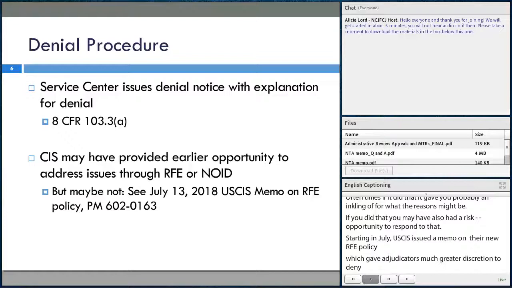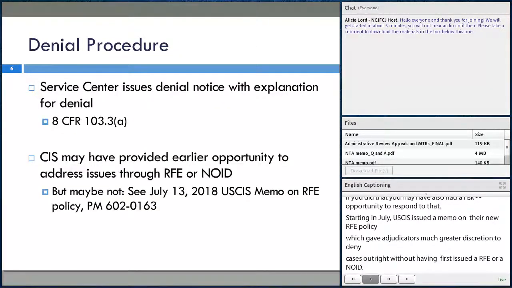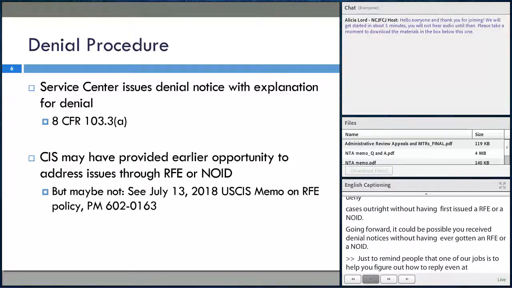And Amy, just to remind people that one of our jobs is to help you figure out how to reply even at the RFE and NOID stage. And I believe our previous webinar for grantees was on that. So if you weren't on that, you may want to take a listen to that. But we would encourage you to contact us sooner rather than later. Yes, definitely.